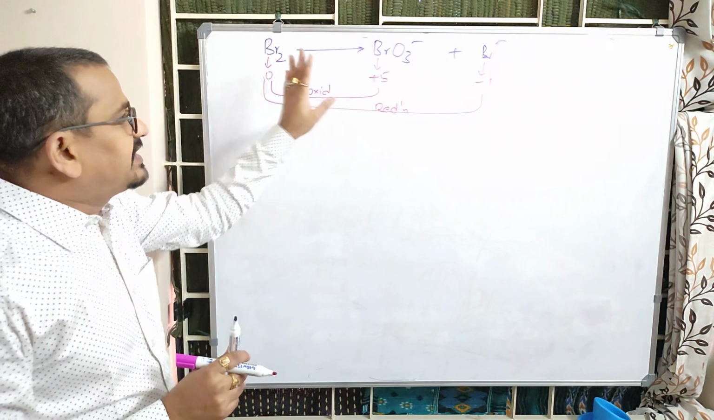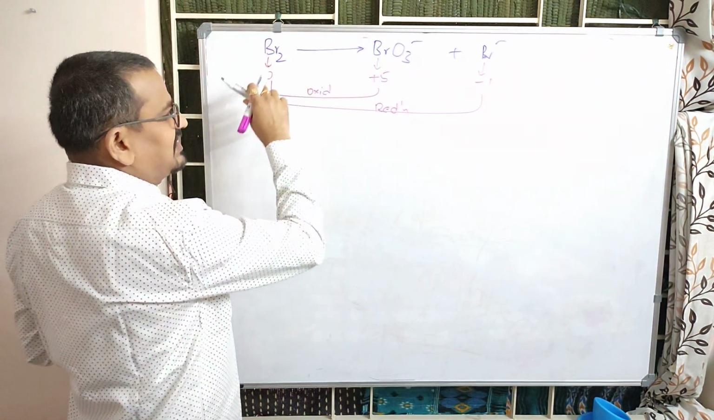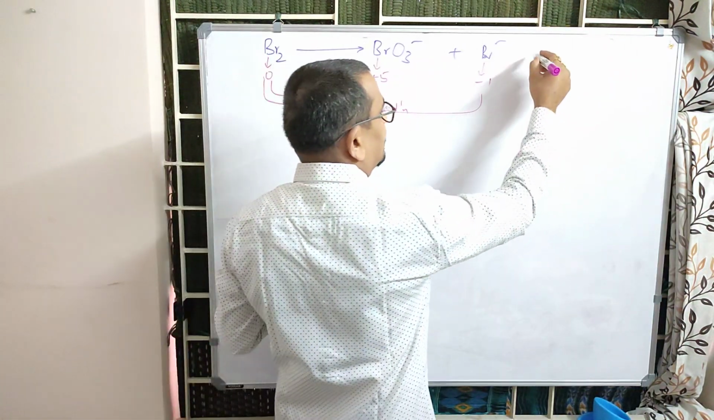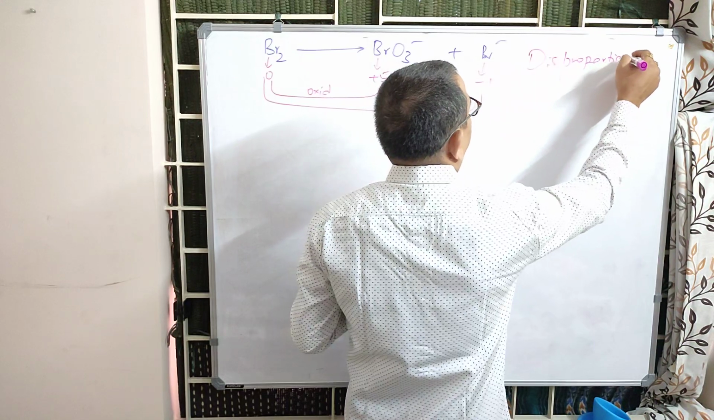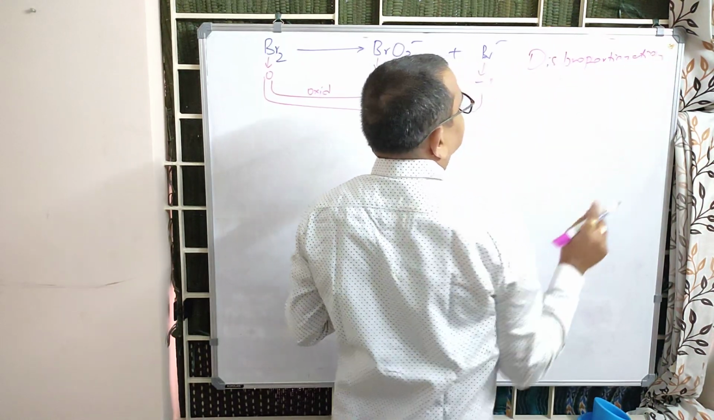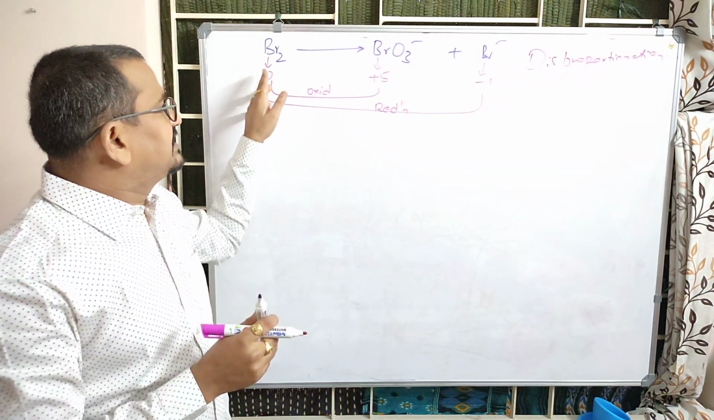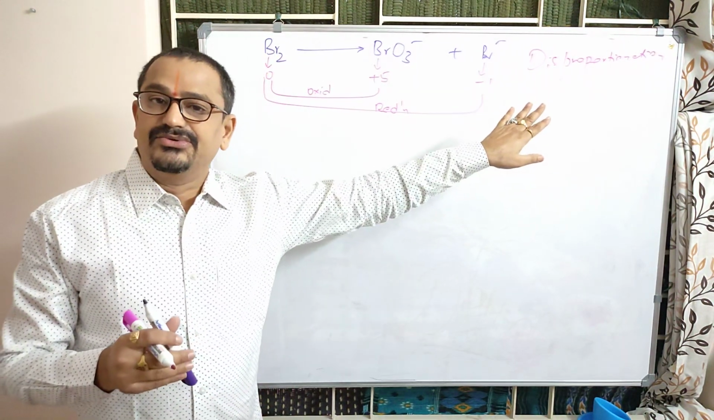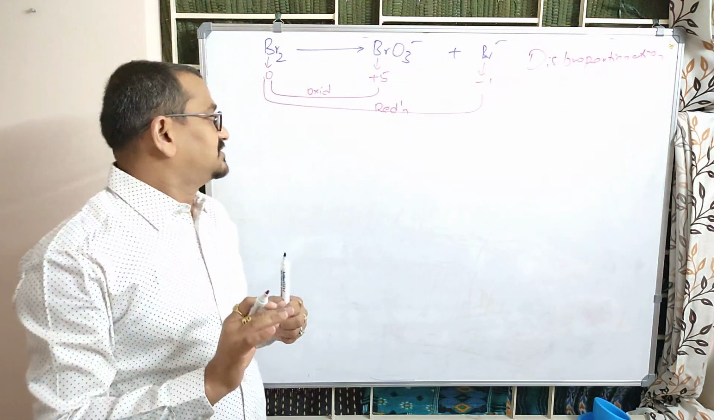This is such a redox reaction in which the same reactant is both oxidized as well as reduced, which is called a disproportionation reaction. What is meant by a disproportionation reaction? The redox reaction in which the same reactant is both oxidized as well as reduced.